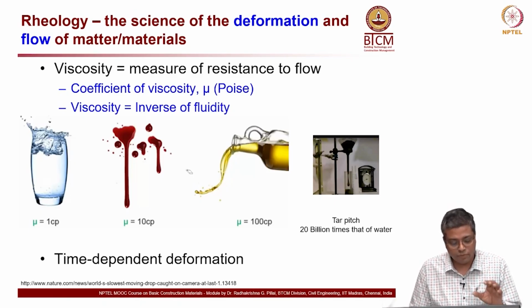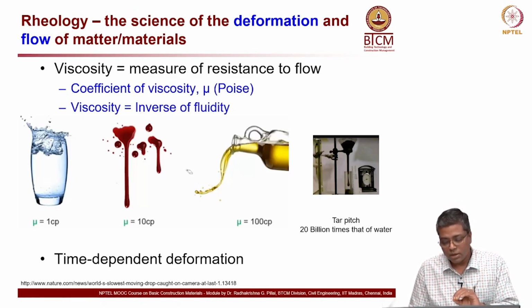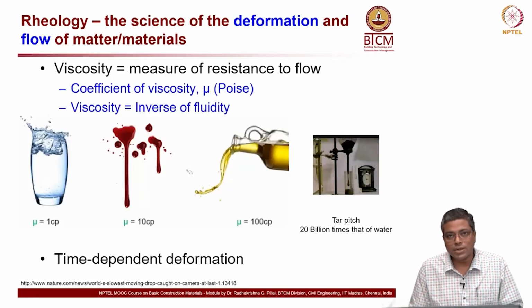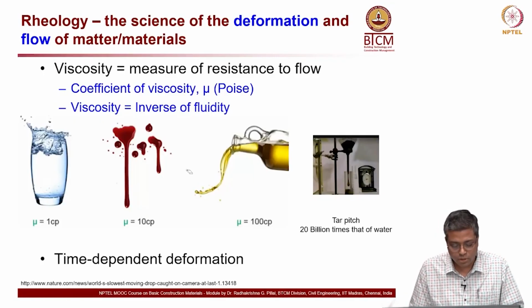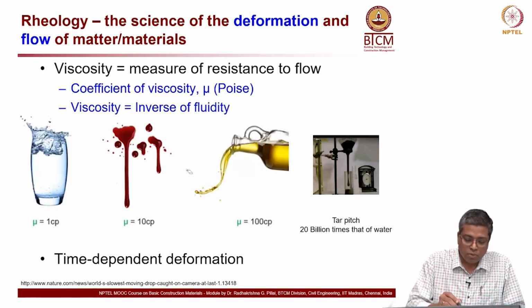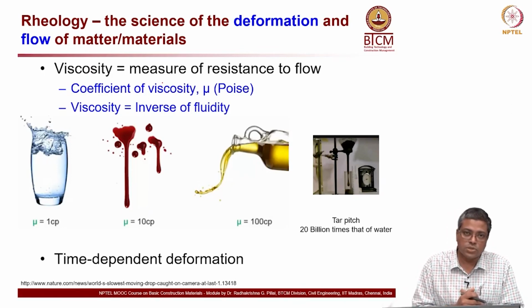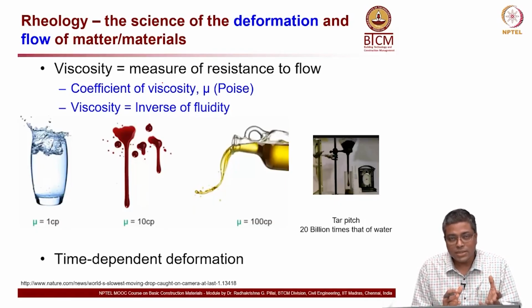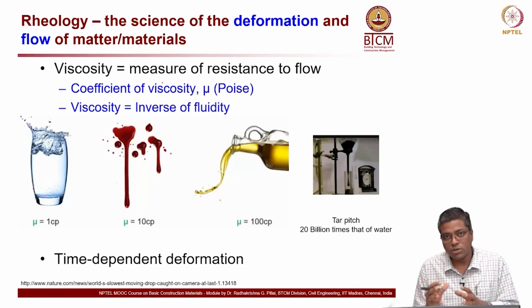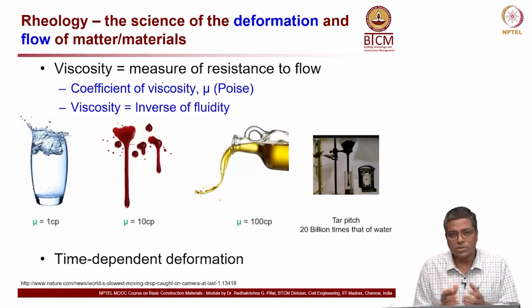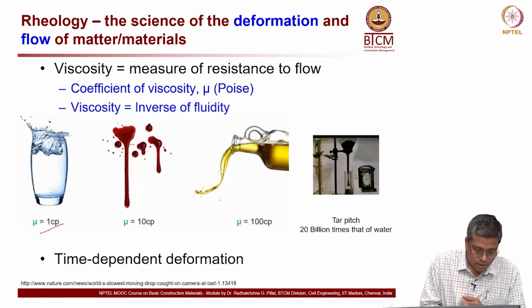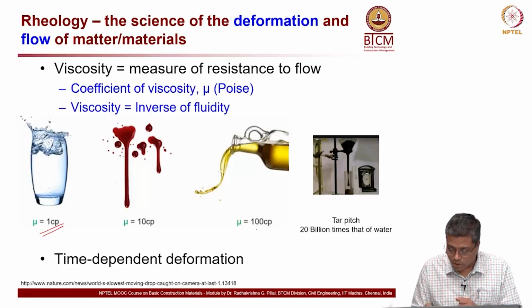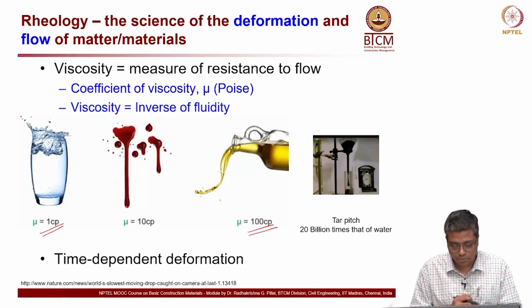Look at the examples here. First you have water, then blood, then you have oil, and then on the right end you have tar or asphalt or bitumen, all similar materials. Viscosity is the measure of resistance to flow. That means, if you think about water and oil, which are probably more familiar to you, water is less viscous than oil, even if the oil is hot. You can look at the numbers here. The viscosity of water is 1 centipoise, whereas for oil it is about 100 centipoise.